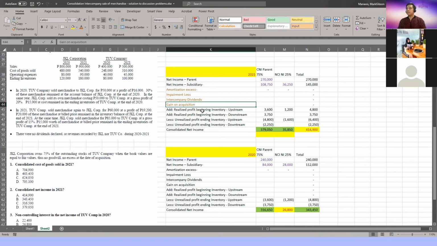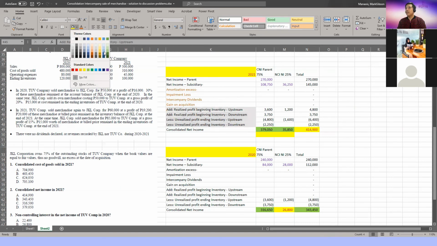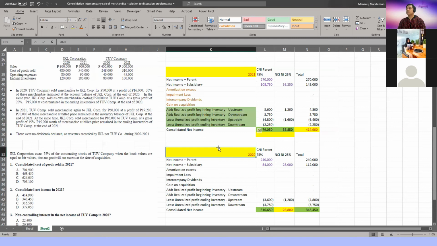Now, ito na. Kung kanina, nakalatag lang siya as one line item, naisip ko, bakit hindi natin buuin yung template para at least mas madali na siyang maalala. So sabi ko dyan, add realized profit beginning inventory upstream, add realized profit beginning inventory downstream. Kasi sabi natin, pag downstream, it is only attributable to the parent.